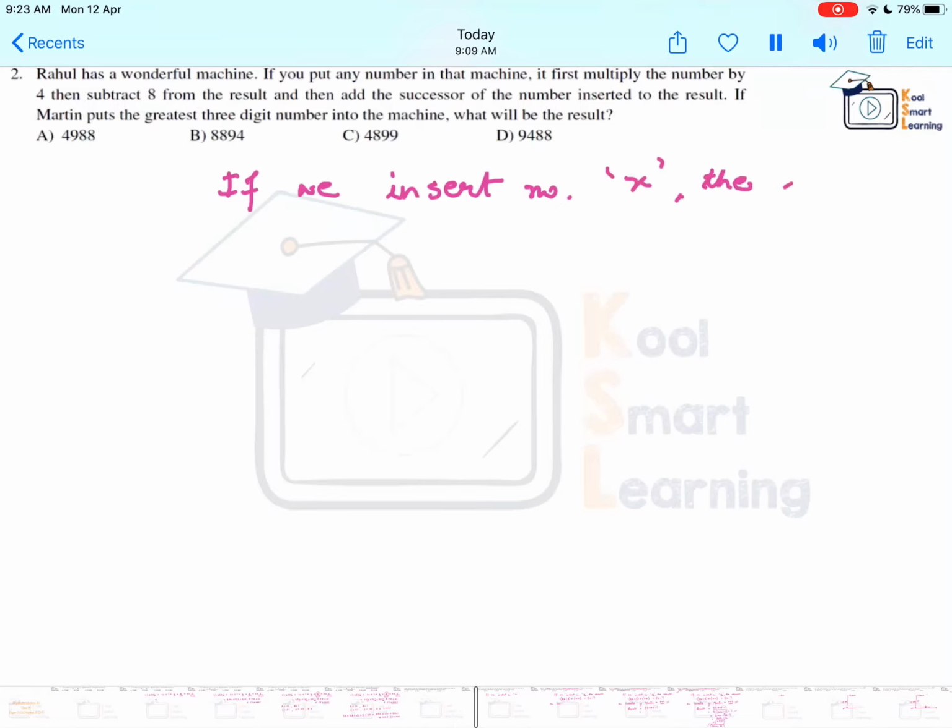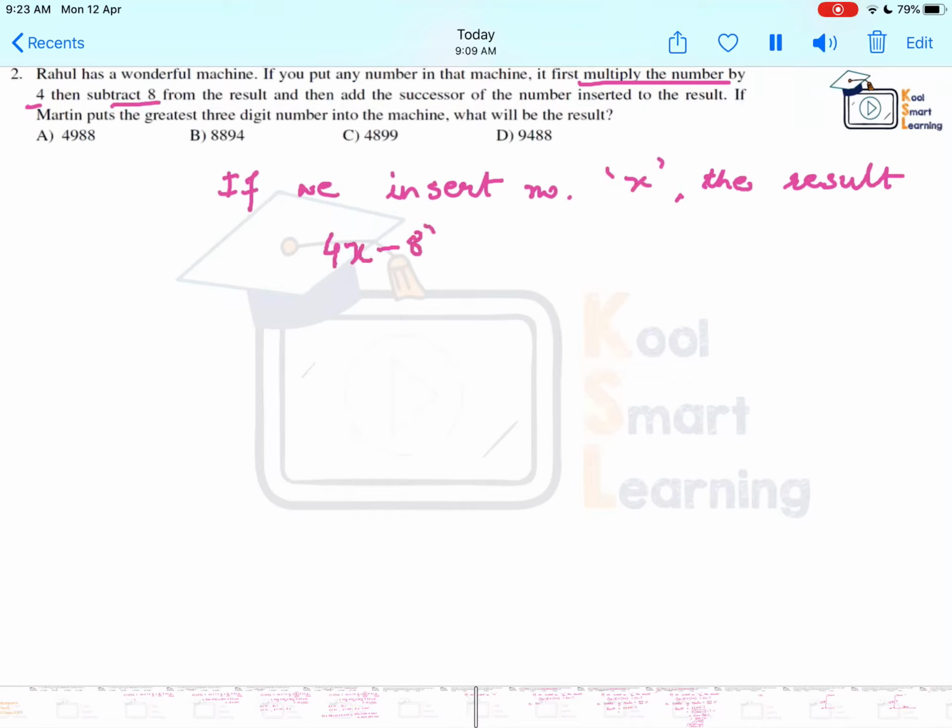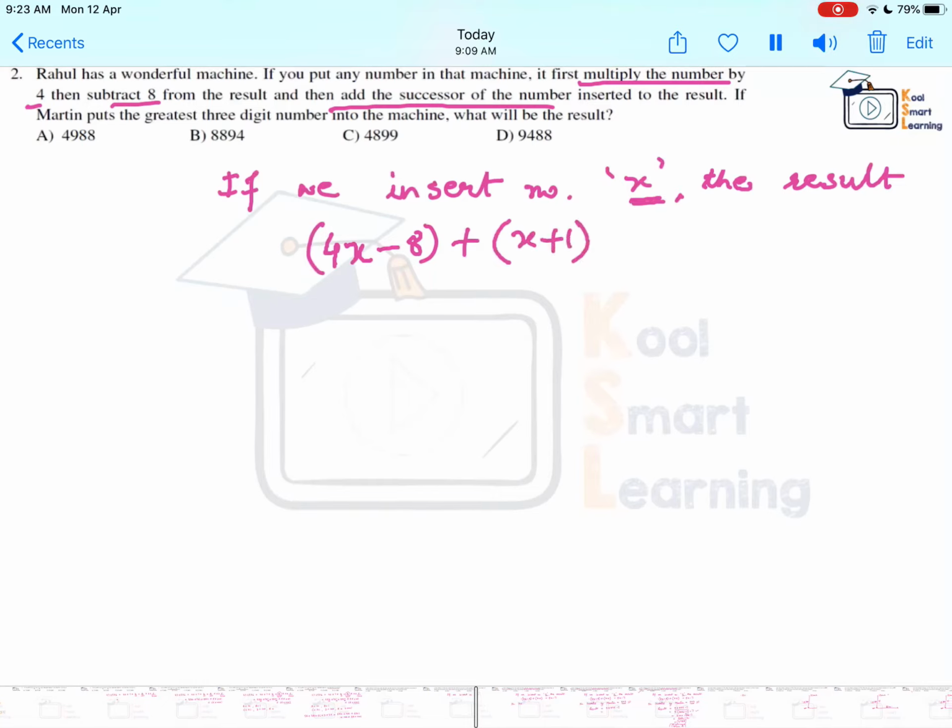So what is the result? It says it multiplies the number by 4 first and then subtracts 8. So it becomes 4x minus 8. And then add the successor of the number. The successor of this number x is x plus 1. So the result is 4x minus 8 plus x plus 1. So this is nothing but 5x minus 7.